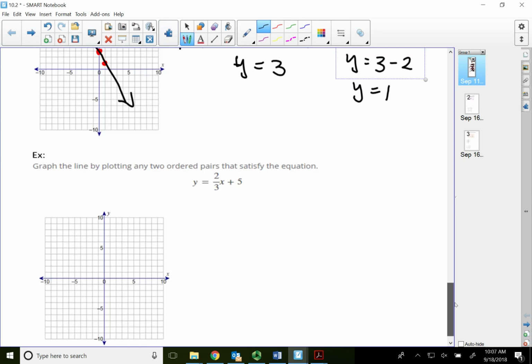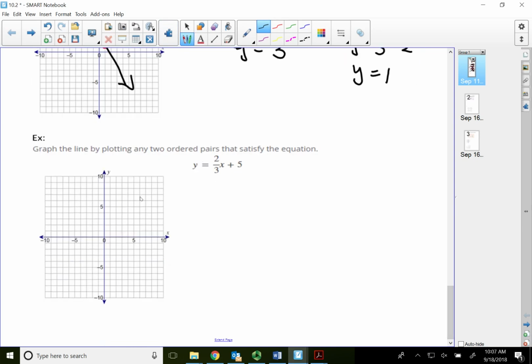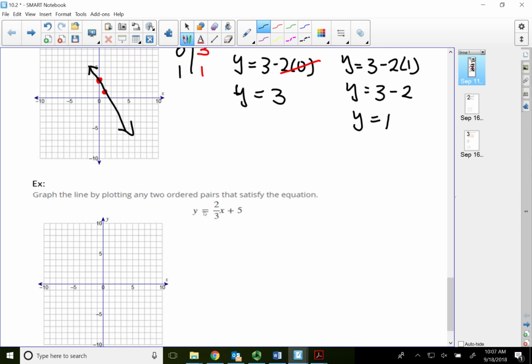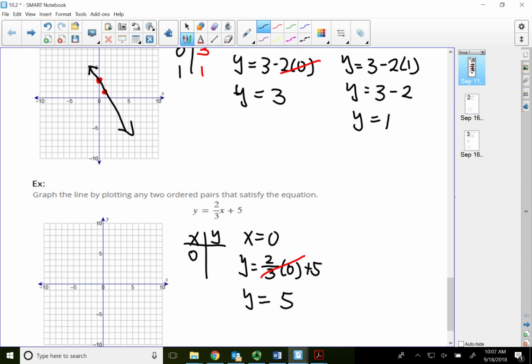All right, one more example. This one is also in slope-intercept form, so of course I have to pick x. If I pick 0 for x first, let's plug it in. This is y equals 2 over 3 times 0 plus 5. We know 2/3 times 0 is 0, so that term is gone, and the only thing I'm left with is my positive 5.